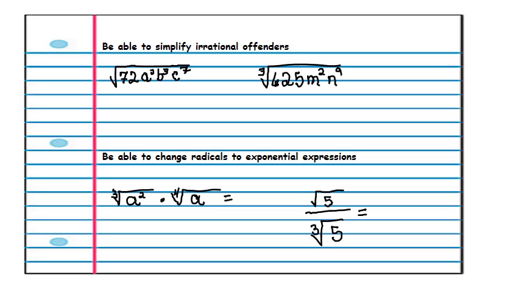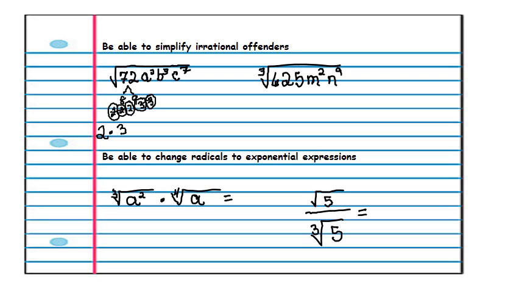Be able to simplify irrational offenders. All right, since this is square root, remember it's going to take 2 for anything to come out. So we're just going to split them down into those little factor trees. When you get down to the prime numbers, make sure you circle them so you don't lose them. And it's going to take 2 for one of them to come out. 2 2s, 2 comes out. 2 3s, a 3 comes out.